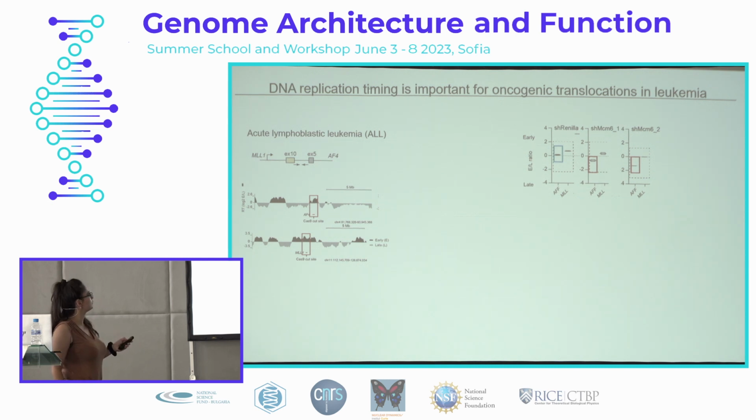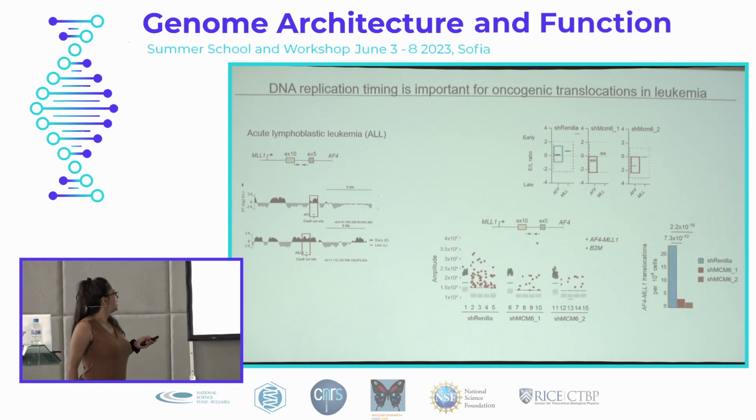And indeed, what we saw is that normally both genes are early replicating. When we deplete MCM, one of them becomes late replicating, so we desynchronize the timing. It's a bit tough to read assay, but in this case, we get a significant reduction of the translocation frequency. This is a digital droplet PCR assay where we score for the translocation events.